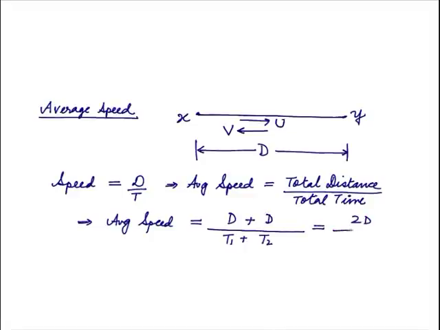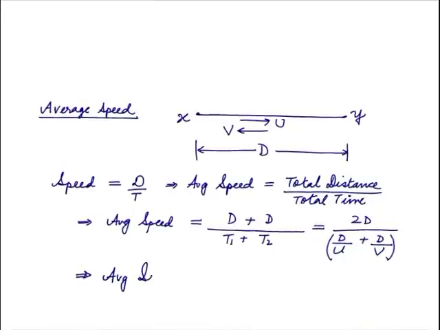Now, what is t1? The time taken to go from x to y. But we know that time is distance upon speed. So, t1 will be d upon u. And by the same logic, t2 will be d upon v. So this will now help us calculate the average speed. In this formula, I just substitute and I get 2d upon (d by u plus d by v) is the average speed.